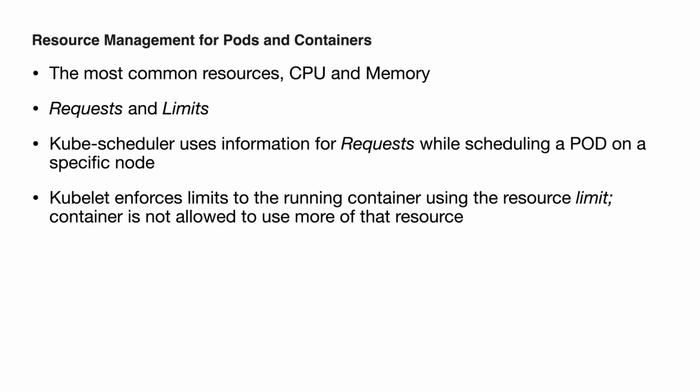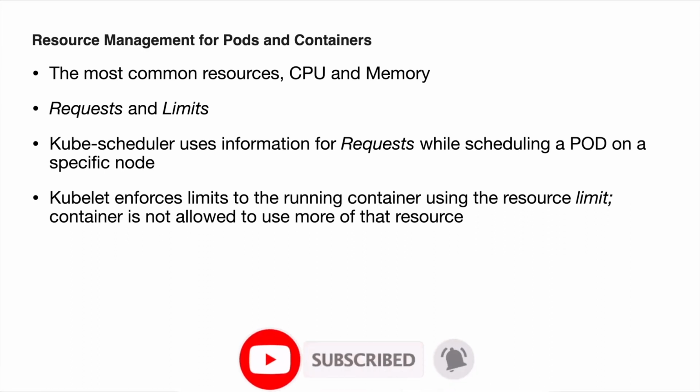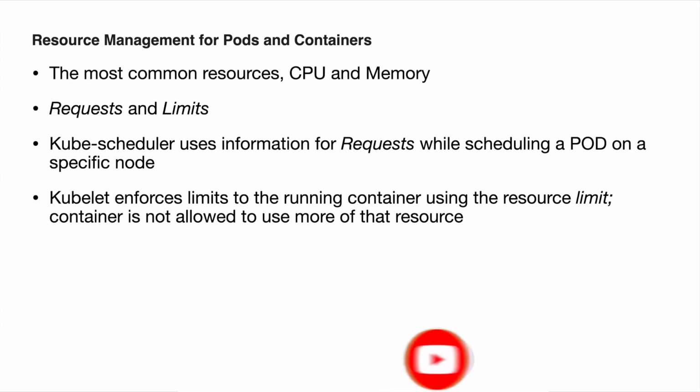So request is the bare minimum requirement for your pod or container to run on any node. For example, if you are asking for a request of one CPU for one container within the pod, and you have two containers in that pod, one container asks for CPU 1, just consider 1 as a unit, and CPU 2 for container 2. So the total requirement for that pod to run is 3 CPUs. When you create the pod with that requirement of 3 CPUs, you will specify it under requests.